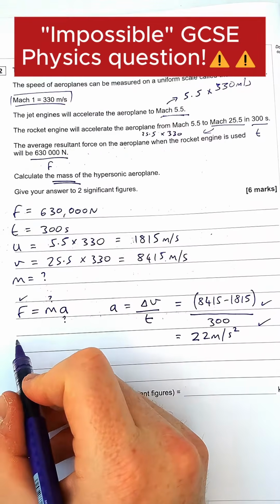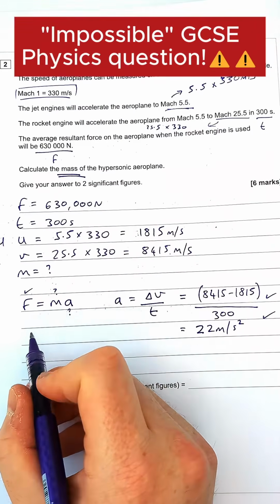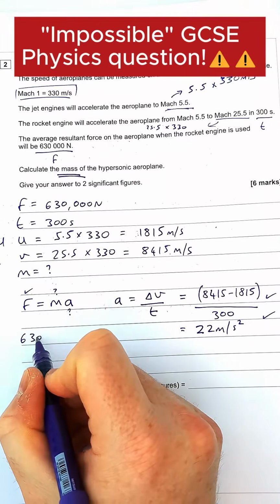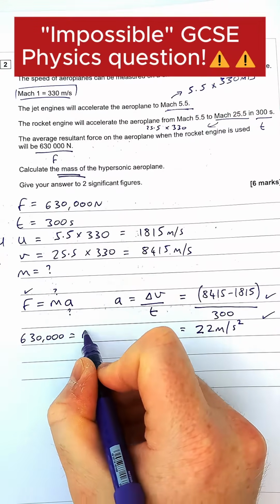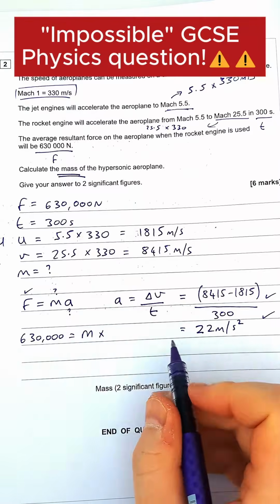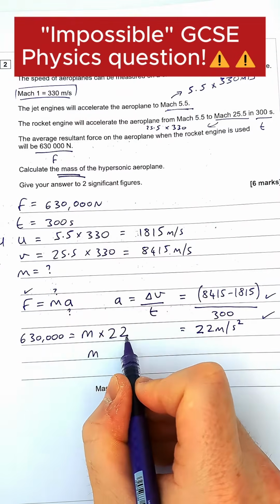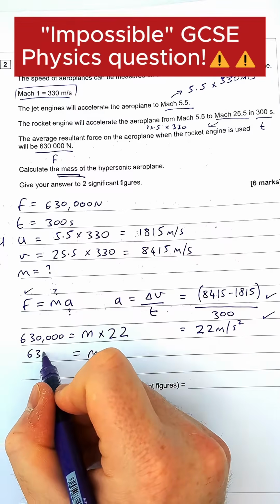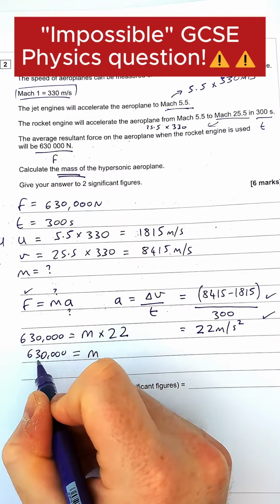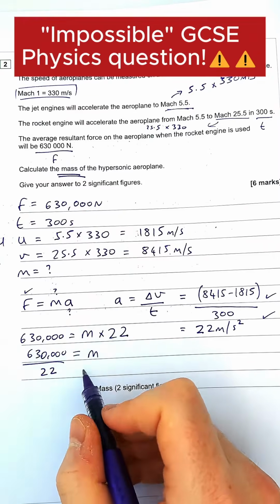Next, I'm going to put it into my F equals ma equation from earlier. So I've got the force is 630,000. The mass I don't know, so I'm just going to write an m, and I now know the acceleration is 22. Finding out what m is, I've got to get rid of the times 22, so I divide by 22. So from this side, I'm going to divide by 22 meters per second squared.